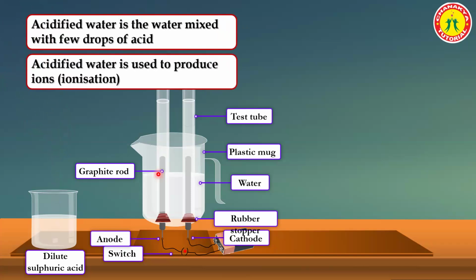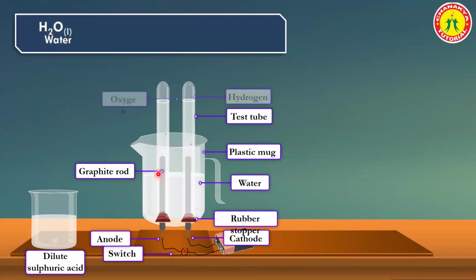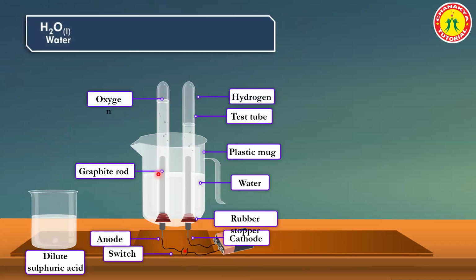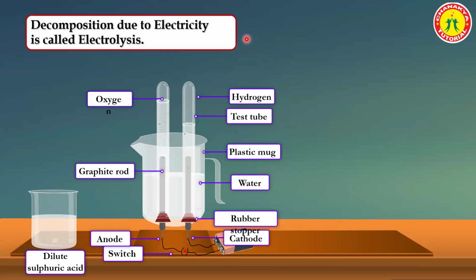So what is the use of this acidified water? It will produce some ions which will help in conduction of electricity. When electricity is passed through this solution, the water gets decomposed into H2 plus O2. So this is an example of a decomposition reaction which is happening in presence of electricity. H2O changing into H2 plus O2, we will balance the chemical equation. So this decomposition in presence of electricity is known as electrolysis.